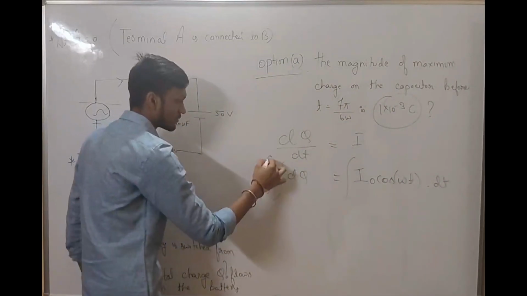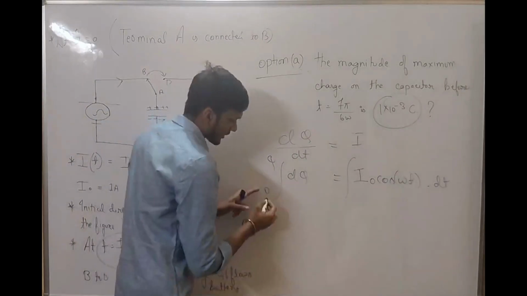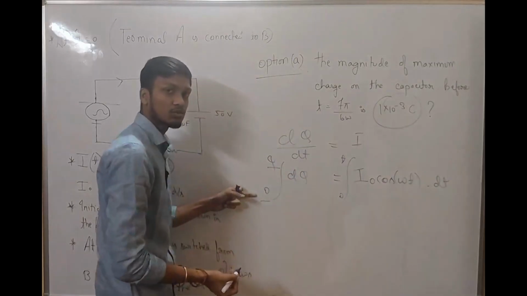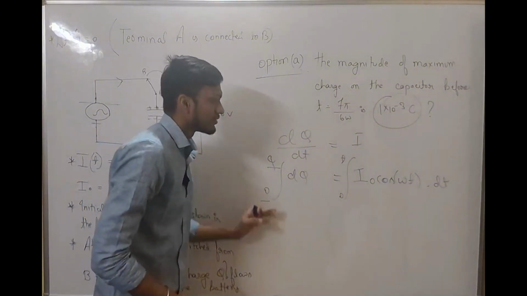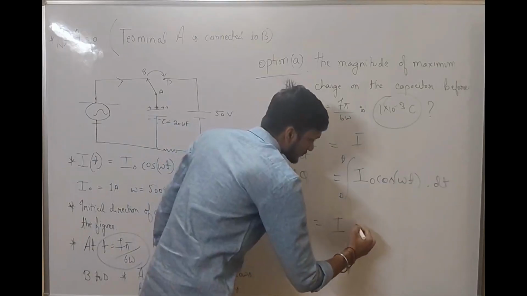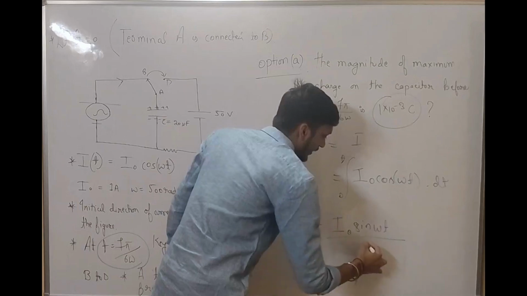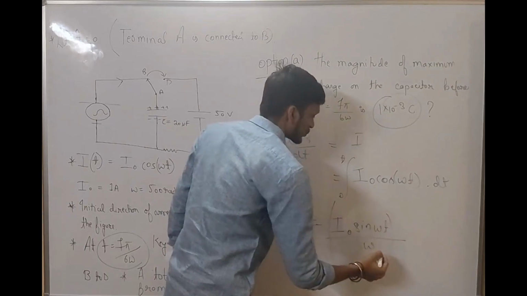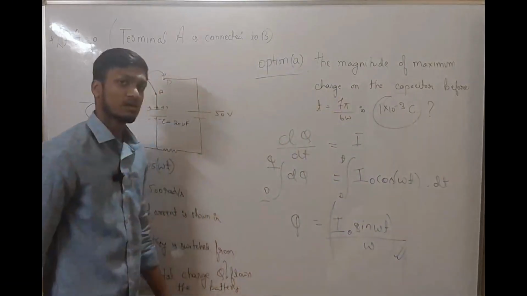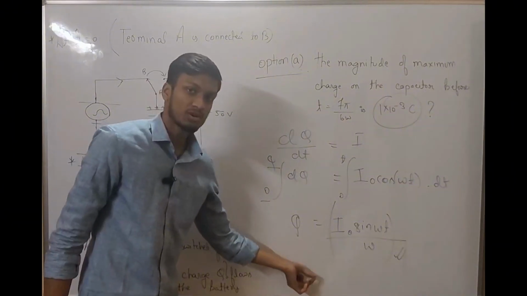Initially the charge is 0. Finally, at any time t, let's suppose the charge is q. So at time 0 the charge is 0, and at any time t, let's suppose the charge is q. Putting these limits in the integral, we will get q equals I naught sine omega t by omega. Am I right? Is this correct? This is absolutely correct.